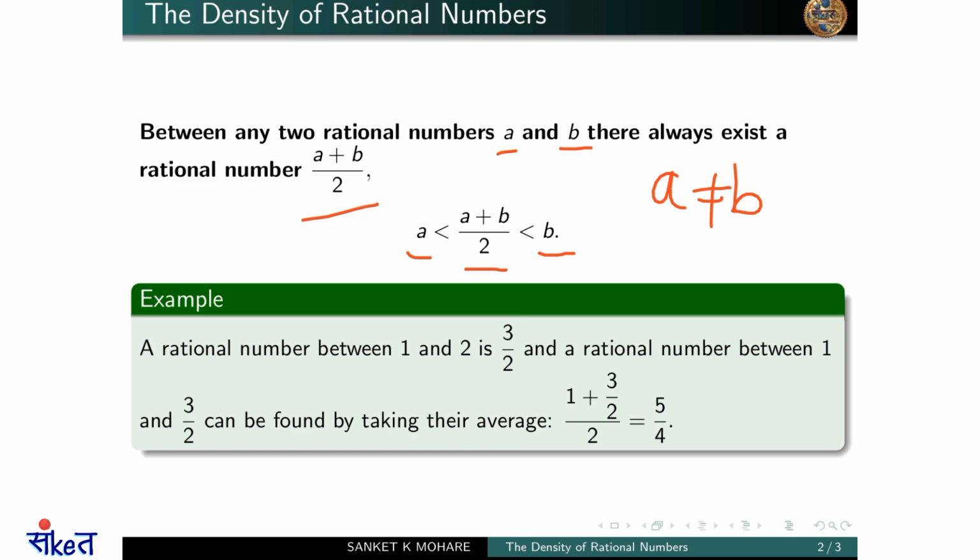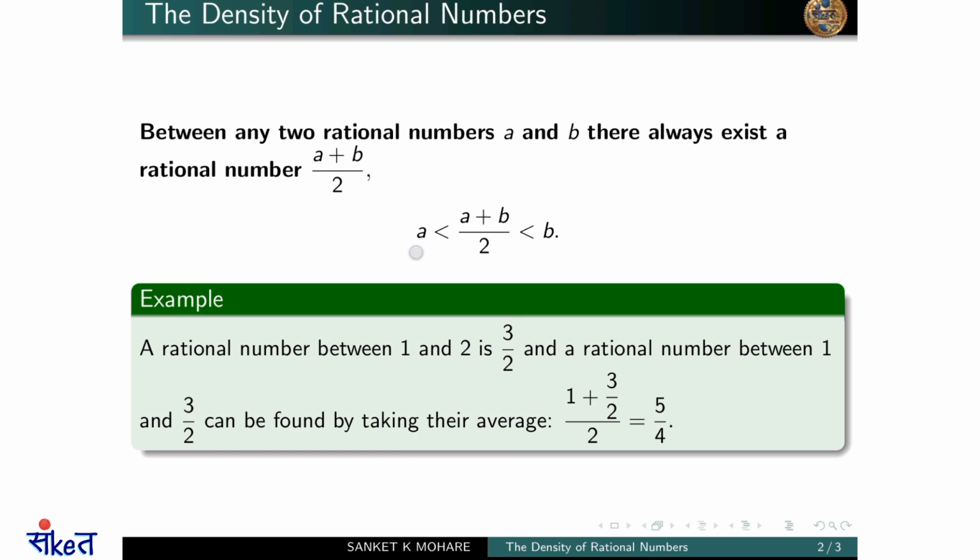Is (a plus b) by 2 a rational number? Yes, because as a and b are rational numbers, by closure a plus b is also a rational number. That's why (a plus b) divided by 2 is also a rational number. So this tells us the existence of rational numbers between any two rational numbers.